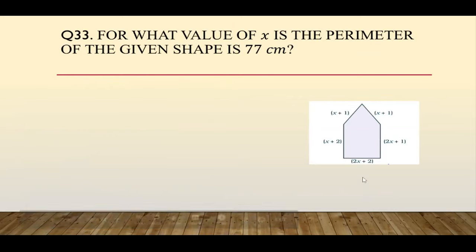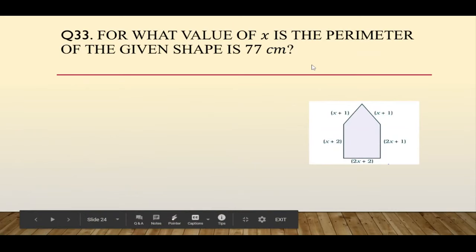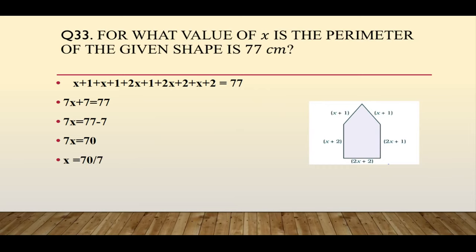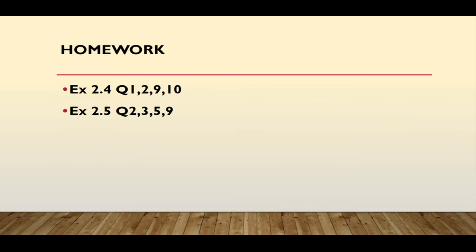Now, in this question, you need to find the value of x for which the perimeter is 77. Now, the perimeter, as you know, is the sum of all the sides. So, since this is a pentagon, you have 5 sides. So what you'll do is find the sum of all 5 sides and set it equal to 77. Now, if you simply solve this equation, the value of x is obtained as 10.